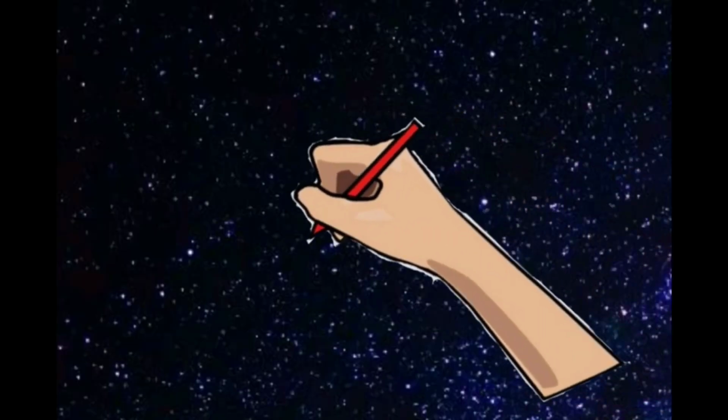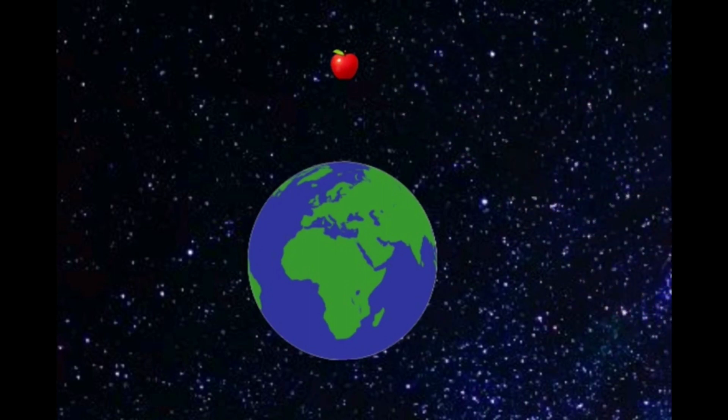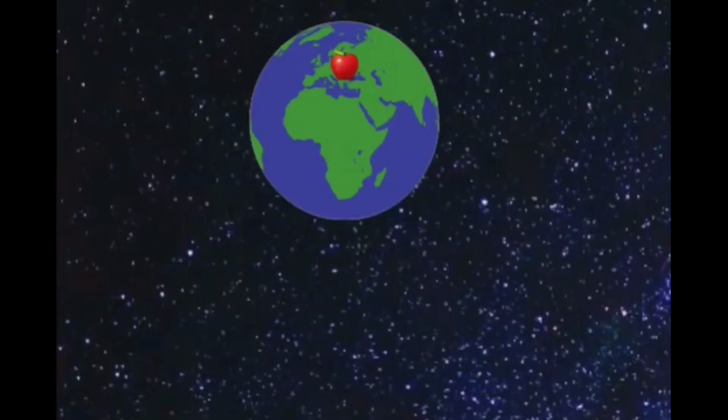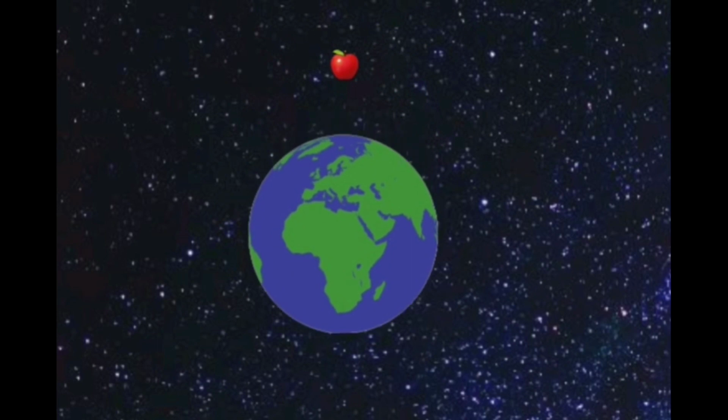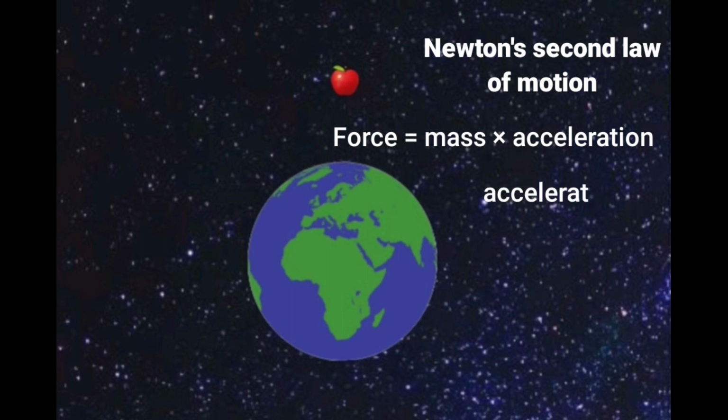Now here comes the question. As per Newton's law of gravitation, an equal force of attraction is acting on both the apple and the earth. Now the question is, does the apple move towards the earth, or the earth moves towards the apple, or both move towards each other? Well, the answer is simple. As per Newton's second law of motion, force is equal to mass into acceleration. Hence, acceleration equals force upon mass. That means we can say that acceleration is inversely proportional to mass. That means that the more the mass, the lesser will be the acceleration, and vice versa.